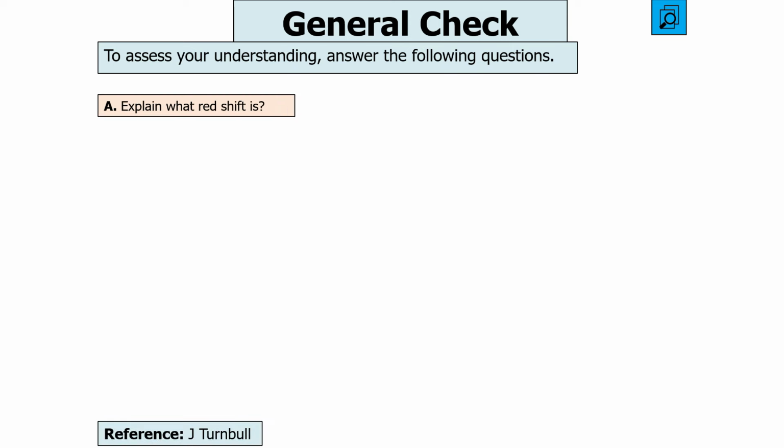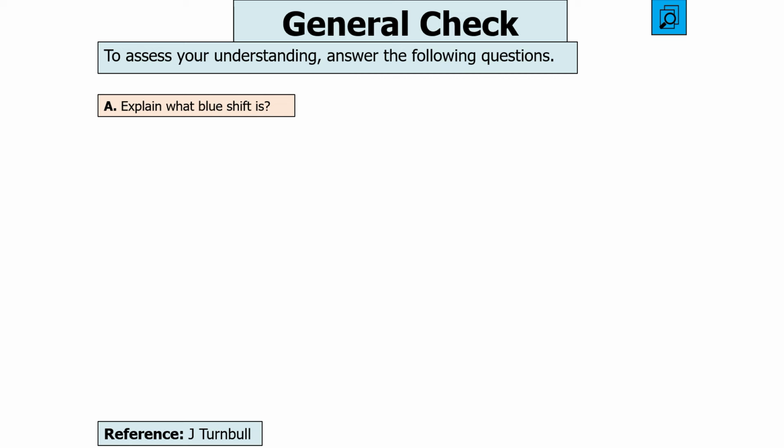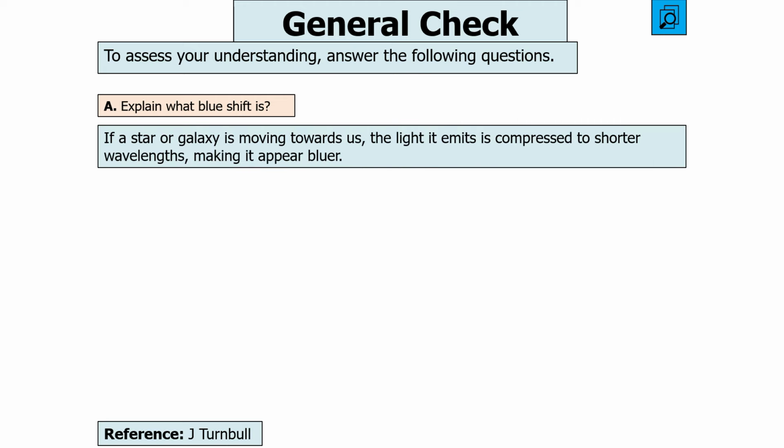Explain what redshift is. If a star or galaxy is moving away from us, the light it emits is stretched to longer wavelengths, making it appear redder. Explain what blue shift is. If a star or galaxy is moving towards us, the light it emits is compressed to shorter wavelengths, making it appear bluer.